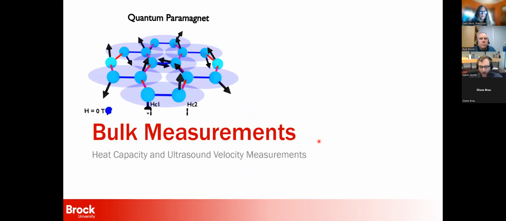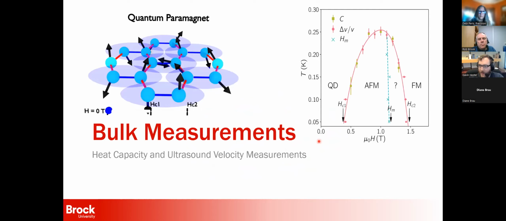And so now I'll quickly go over our bulk measurements because I don't want to go too far into detail on these. But generally what you do with these systems is you first want to figure out their phase diagram. What happens when I increase the temperature, increase the field, etc. And so here I have our phase diagram for ytterbium silicate. This would be for a field going perpendicular to the honeycombs.